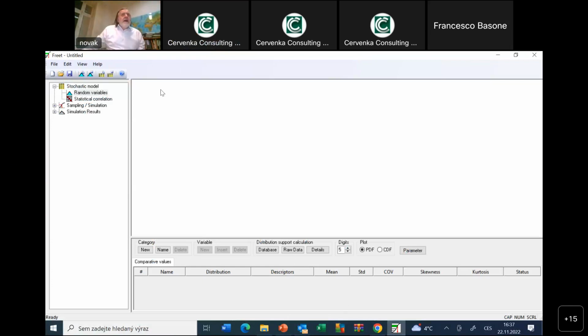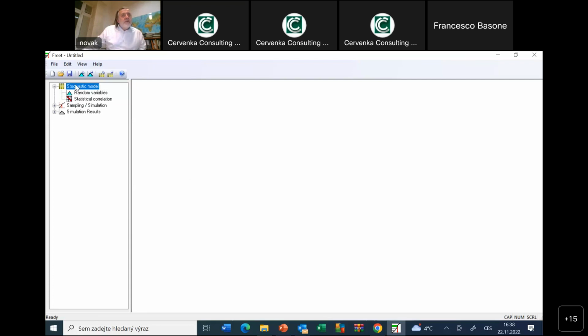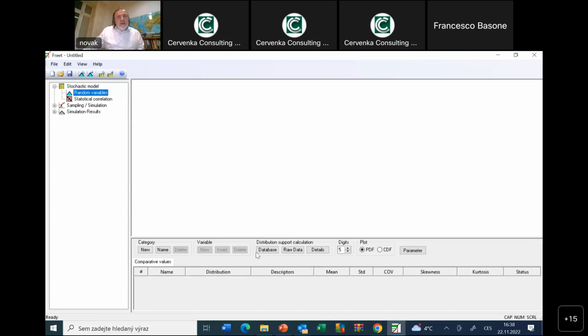Okay. So when you click on the icon of the FReET, you will see such a screen, and there is a navigation tree somewhere here, right? And I will click on stochastic model definition first. If I click on random variables, then at the bottom there is something like category, variables, distribution, support, calculation, etc. So first of all, I will click the category. What does it mean, the category? It means in my case, I have only two variables. So I will rename this category as a basic category.